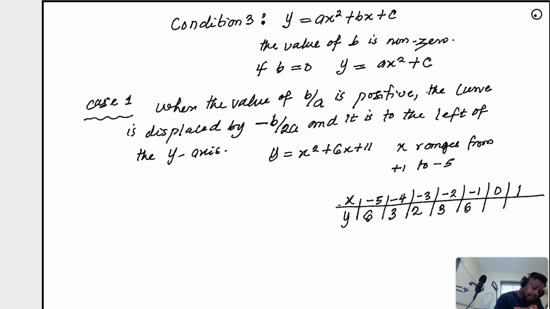I'm getting 6. When x is 0, definitely I will get 11. Then when x is 1, I get 18. So here I know all my x values and my y values. So let's try to plot this.